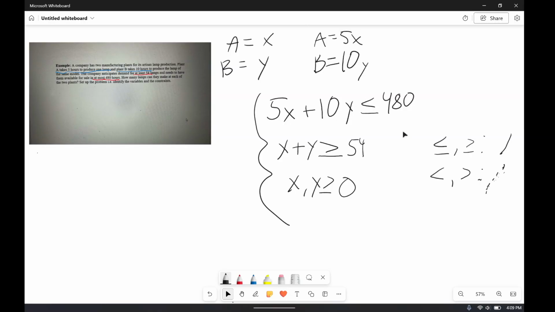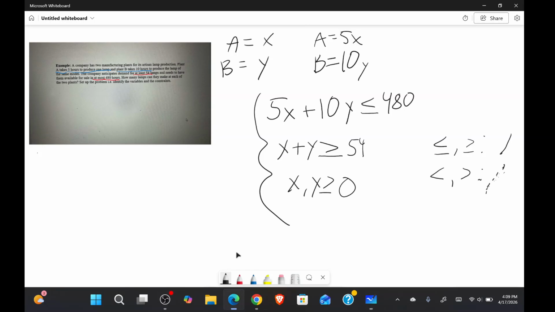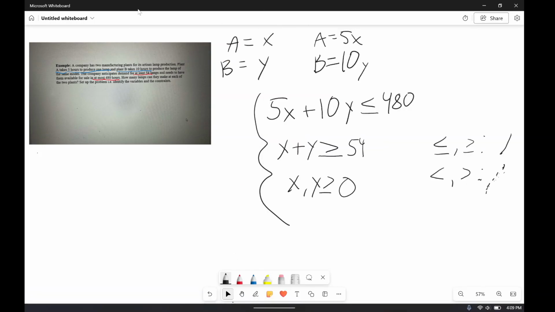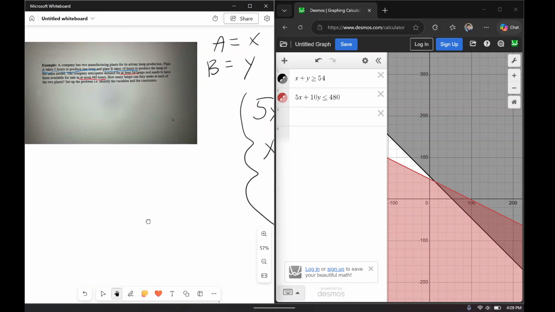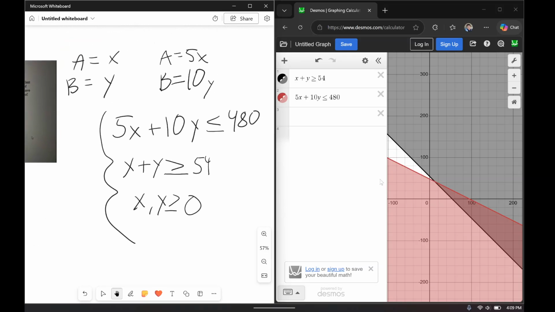And basically you shade whatever makes it true, right? That depends on where you're shading. But I'm not going to graph it by hand because I have a tool that can help me graph, which is my good friend Desmos. So we see that we have our constraints. So I'll move this here.